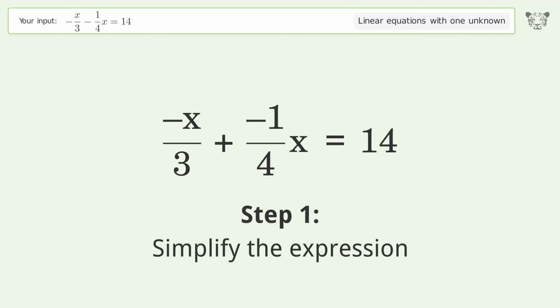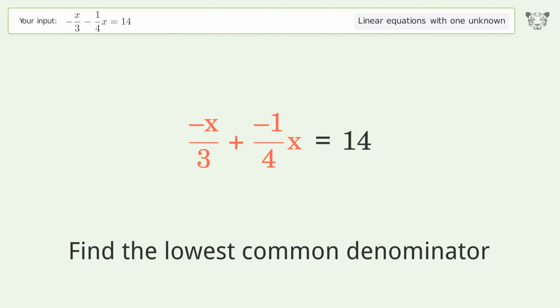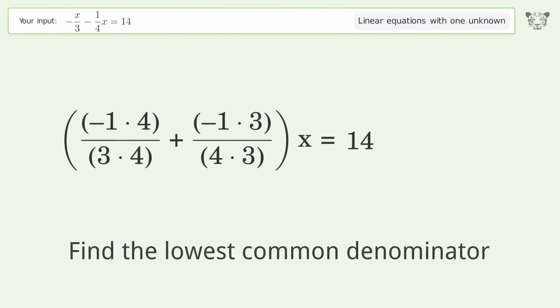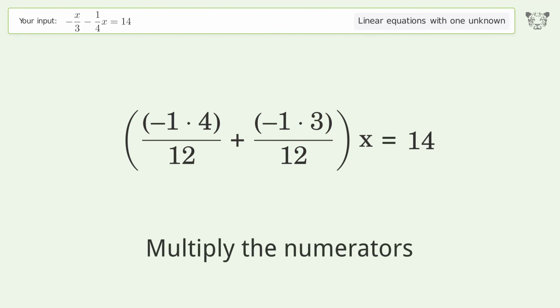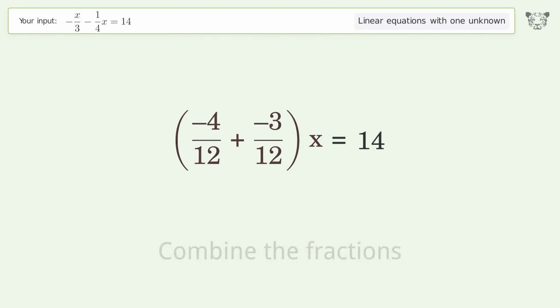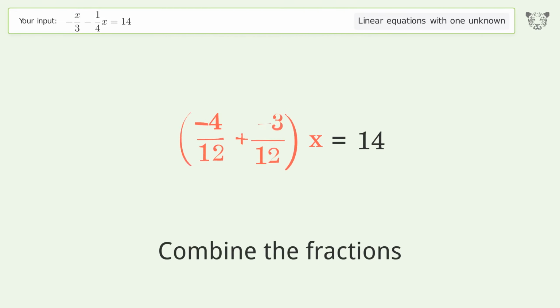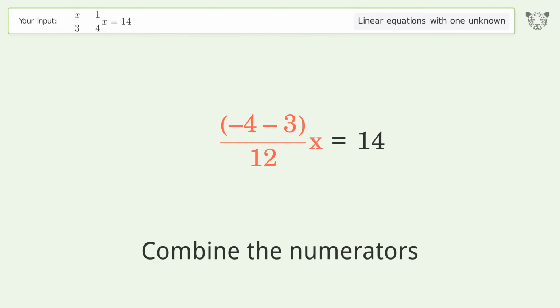Simplify the expression. Find the lowest common denominator. Multiply the denominators. Multiply the numerators. Combine the fractions. Combine the numerators.